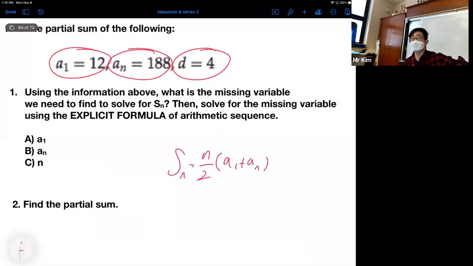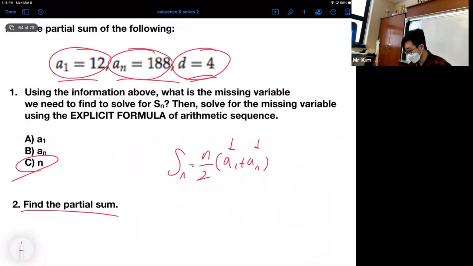Because I have the first and the last term, I just don't have n. So I need to solve for that somehow. Again, I make up for that by providing you with the common difference, okay? So use the explicit formula. It's going to be used a lot for series. Use it, get the n value, then please tell me what the partial sum is. S of n.